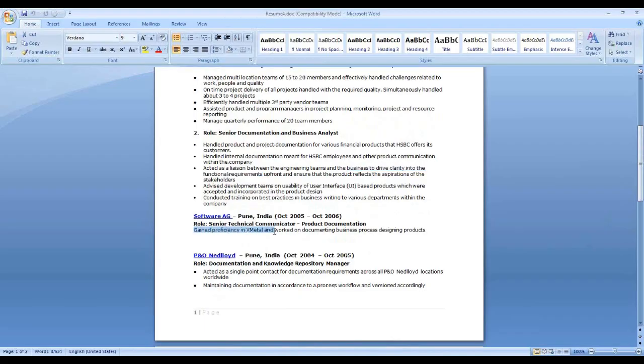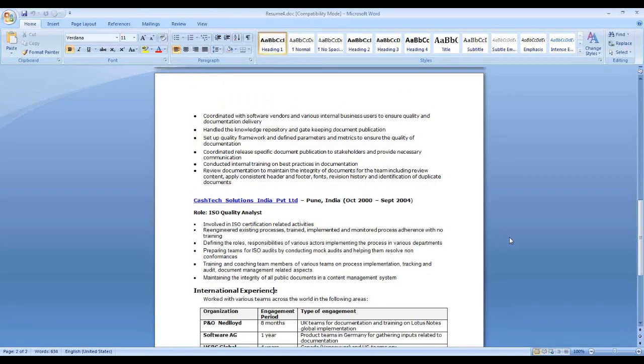Gained proficiency in XMetal and worked on documenting business processing. You know, that statement doesn't do anything. There's nothing that jumps out at me about results, accomplishments, productivity, especially saying worked on. You know, that's very weak usage, absolutely. And then we have different tenses here. We have acted as, so we have past tense, and then we have maintaining documentation with the ing. So we need some parallel tense as well.